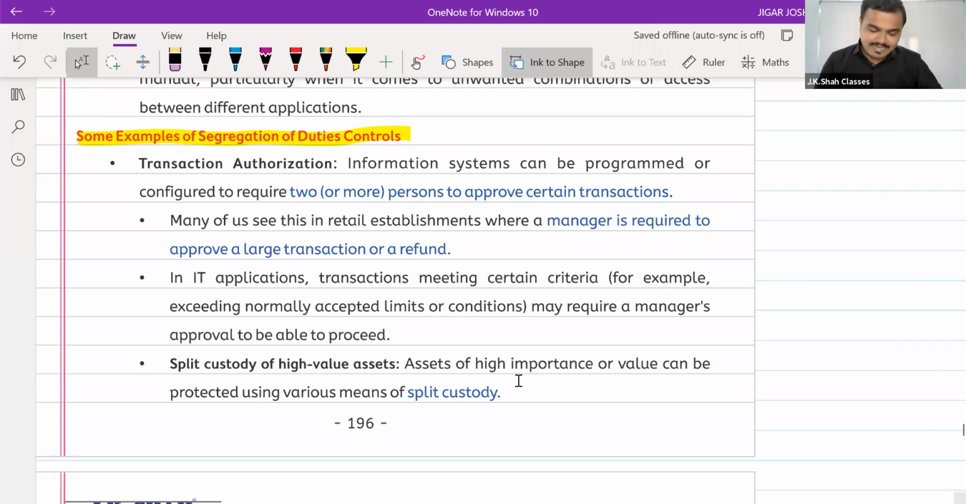Please provide three examples about this segregation of duties. First one, transaction authorization. How many of you have visited the bank and withdrawn more than 50,000 rupees at any time? Yes, sir, I went with my father and withdrew more than 50,000 rupees. If you ever visited the bank and withdrew more than 50,000, then you definitely know one thing. In that scenario, what happens exactly?